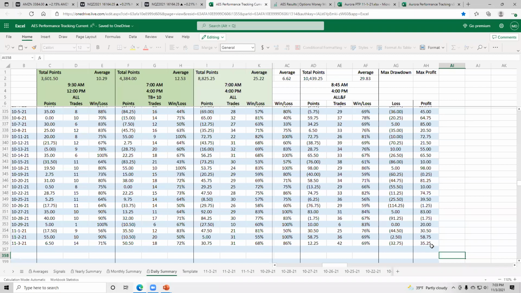So I'm going to look at two things here. First, we're going to look at the performance tracking for AES, and I'm looking at the daily summary page. The second thing we're going to look at is the personal trading plan. If you're not familiar with it, I'll explain a little more in a few minutes, but it's basically a way for you to keep track of your personal trade performance, and by plugging it in, the tool will forecast for you what your annual income could possibly be.